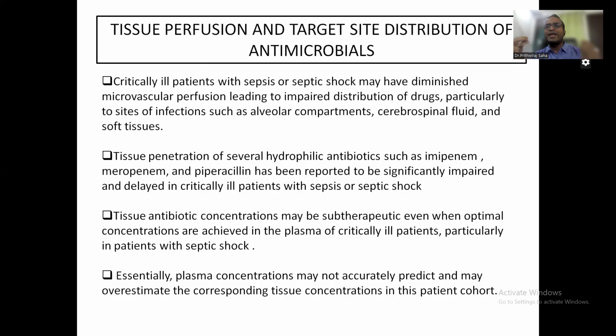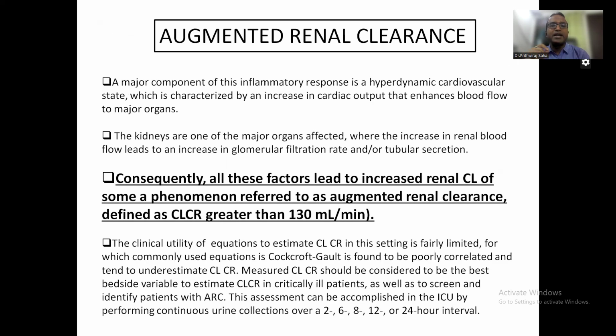So these are the reasons why, when we say we are giving a proper antibiotic, we are giving meropenem, we are giving poly B, why is it not acting? Because there are a lot more factors between the meropenem and poly B and the critically ill patient. There are many factors in between these two, which are very important to consider while giving an antibiotic or a drug. There is an augmented renal clearance.